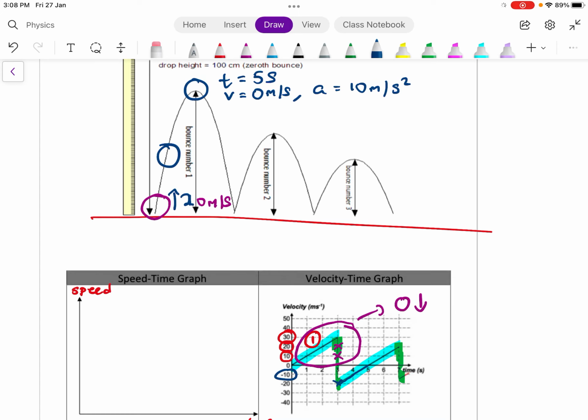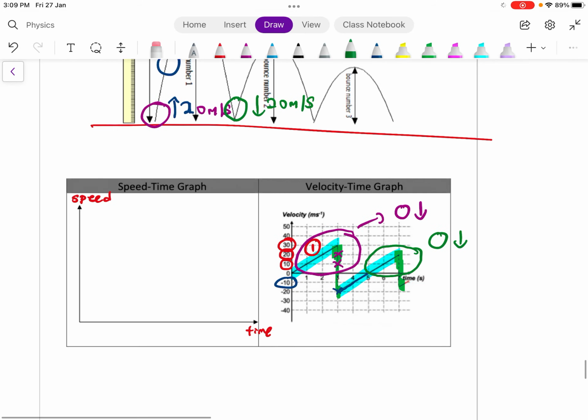After 5 seconds, you will drop, so you will slowly increase in speed in the opposite direction. For this particular part, you are moving down. At 6 seconds, you are at 10 meters per second, and at 7 seconds, you are at 20 meters per second. Then you hit the ground, the speed slows down drastically, and the motion repeats again.